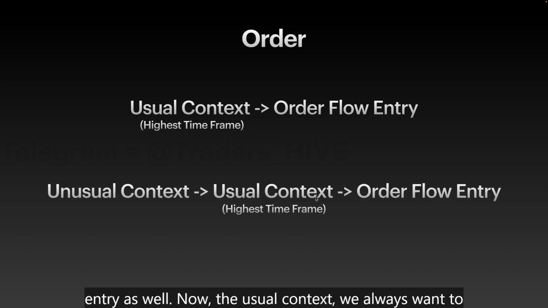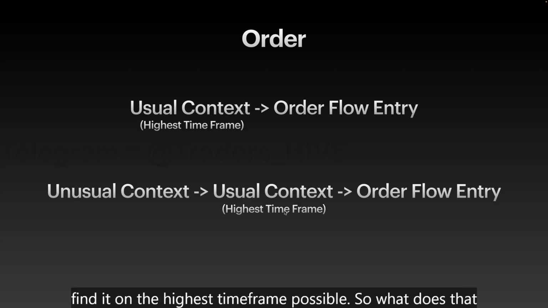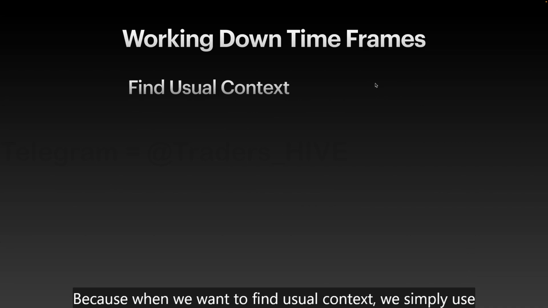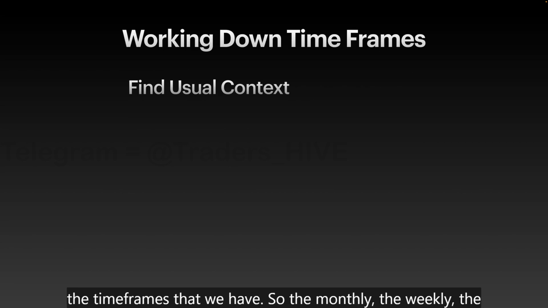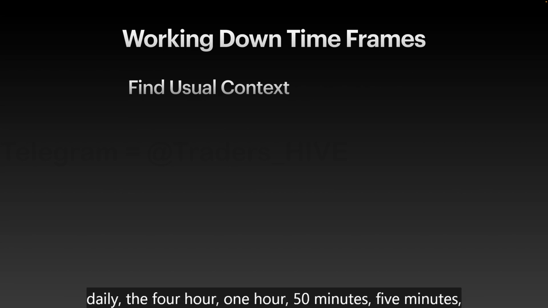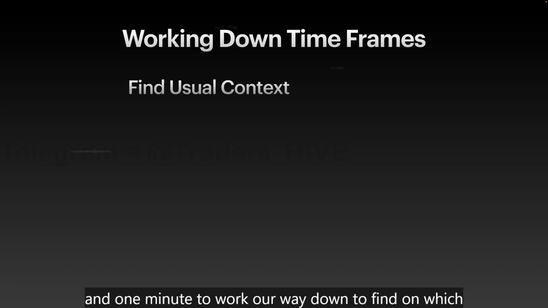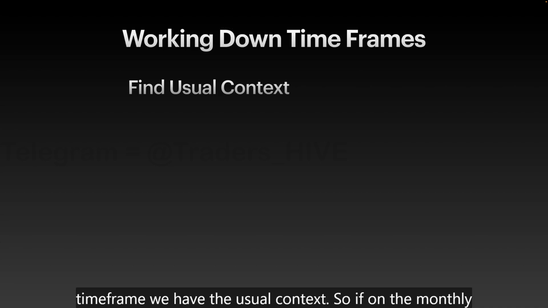Now, the usual context, we always want to find it on the highest time frame possible. So what does that mean? Working down timeframes. Let's understand this. Because when we want to find usual context, we simply use the timeframes that we have. So the monthly, the weekly, the daily, the 4 hour, 1 hour, 15 minutes, 5 minutes, and the 1 minute to work our way down to find on which time frame we have the usual context.